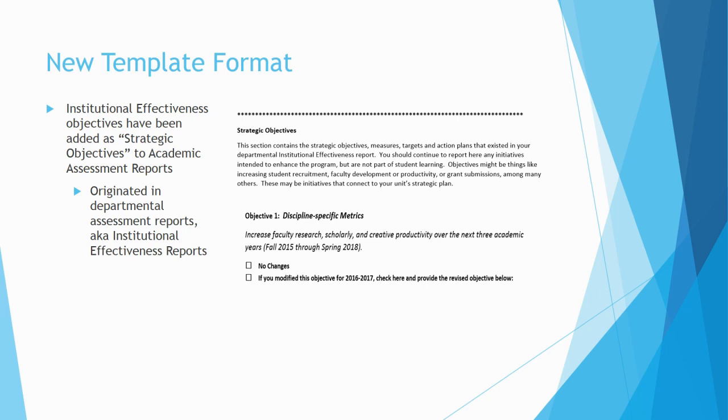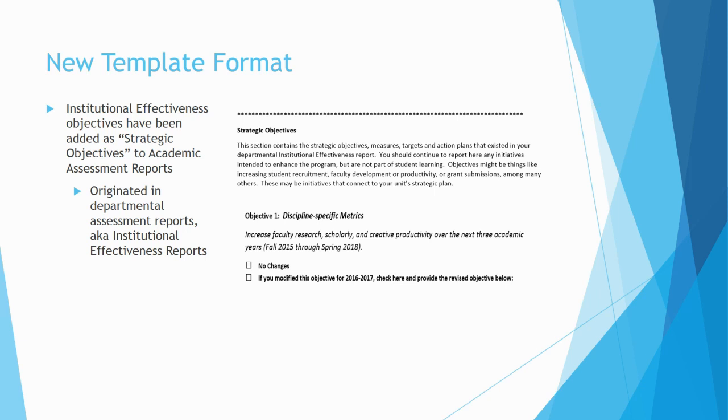Because so many of those projects connected directly to student learning, faculty found it confusing to separate them into another report. For that reason and others I've mentioned, they are now in the academic assessment reports in a section called Strategic Objectives. This section follows your student learning outcomes and should look like this example on the right side of the slide. There are a few more directions on your template, but I've shortened them here just so that you get a sense of what you'll find.